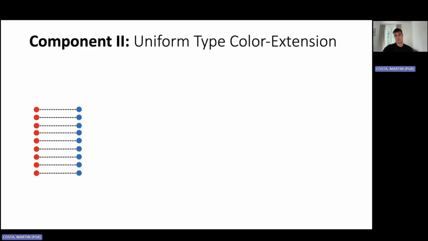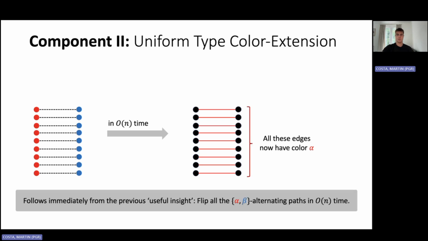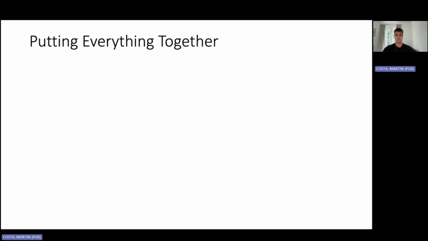So the second component of our algorithm takes a collection of edges that all have the same type, and in O(n) time extends the coloring to all of these. Okay, so this follows immediately from the previous useful insight, which basically says that we take all of these edges of type alpha beta and the alternating paths starting from them and flip all of these alternating paths in big O of n time, and then simply color all of these edges because they're now missing the same color at all of their endpoints. Okay.